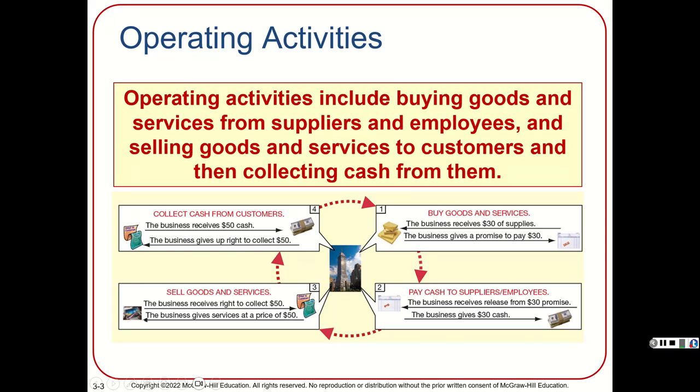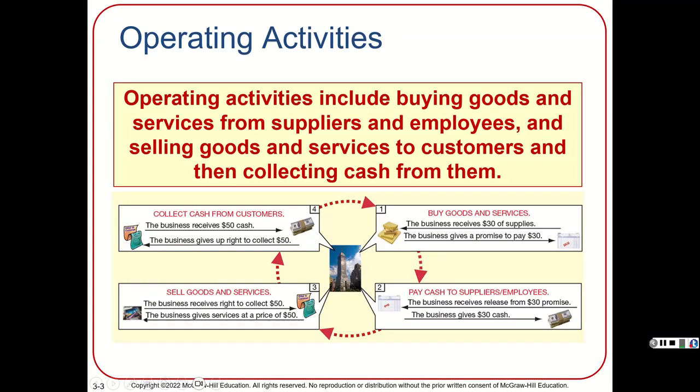So when you're buying goods and services, in this particular example, the business is receiving $30 worth of supplies, and then the business gives a promise to pay of $30. Again, just like the balance sheet, every transaction involves two things, and every transaction is an exchange. So here again, this transaction is exchanging supplies for the promise to pay. The next one, the business receives a release from the $30 promise to pay because the business gives cash when they paid it.